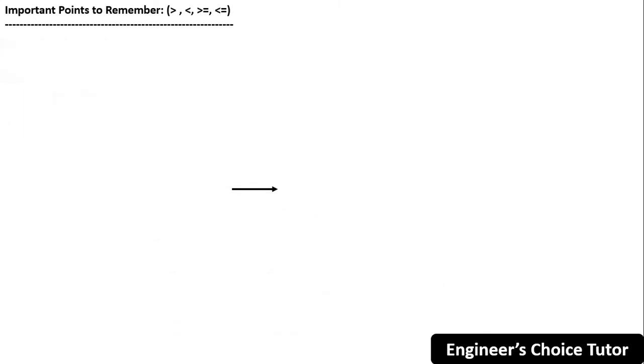Important points to remember about this greater than, smaller than, greater than or equal to, and lesser than or equal to, these four. I have mentioned that these four are not applicable for Boolean, but I'm trying to apply them on Boolean. See, is false greater than true? I'm trying to do like this. So you know what will happen in this case?